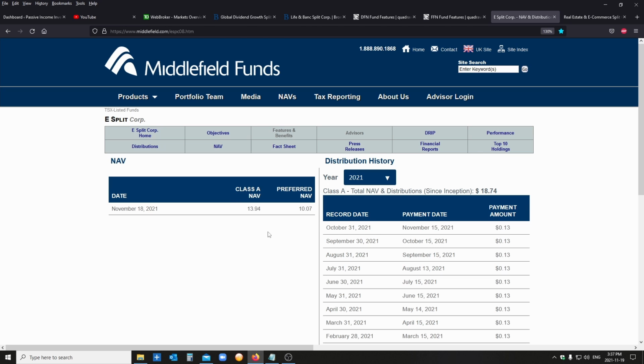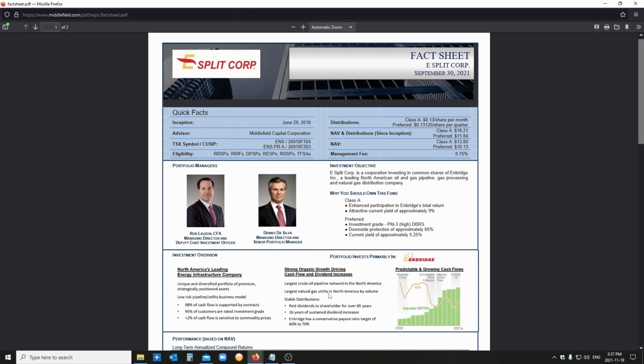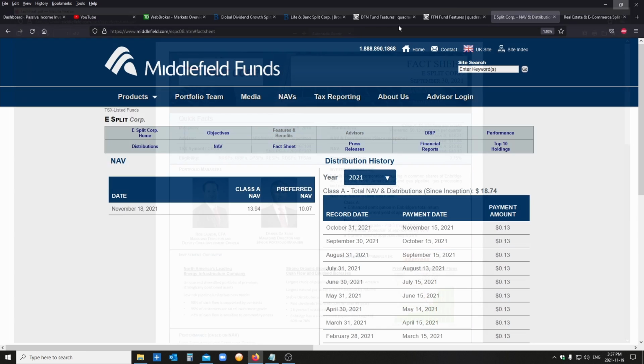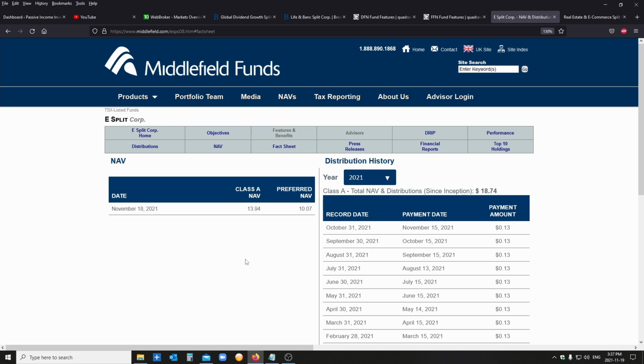Yes, Enbridge is a very solid, safe energy company in Canada. It's not an oil and gas producer like we know. It's an energy infrastructure company, so it's a safer energy company, but still there's a bit of concentration risk here, right? So financial reports, top 10 holdings, which is pretty useless because it's just Enbridge. They have a fact sheet where you could read, obviously they're bullish on Enbridge. So that's pretty much it for this one, guys.